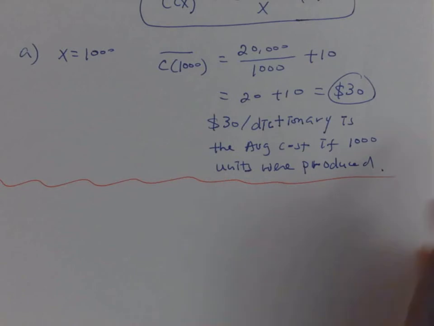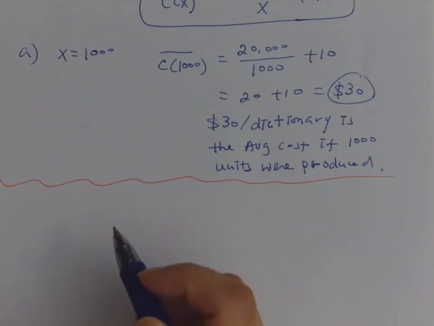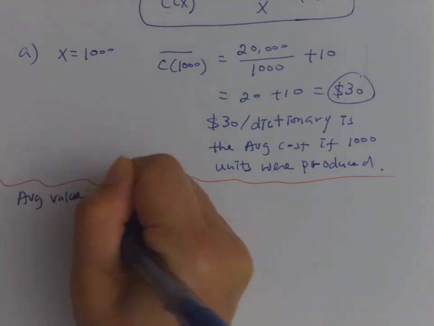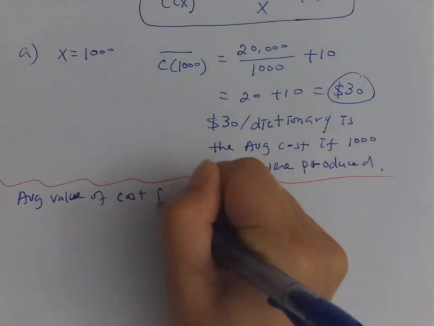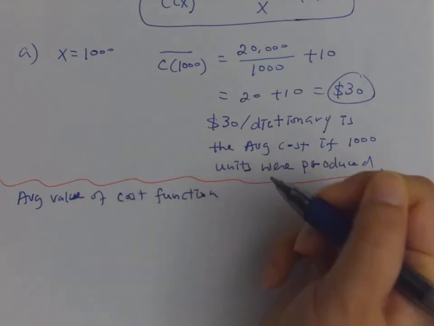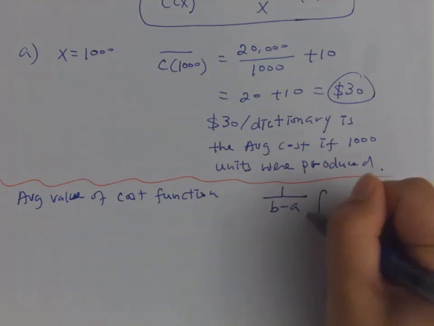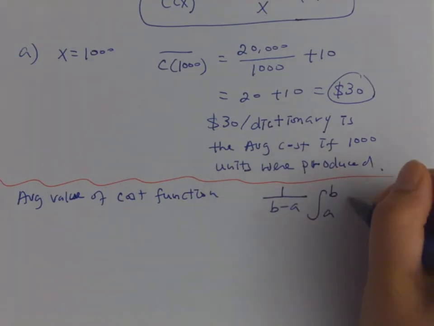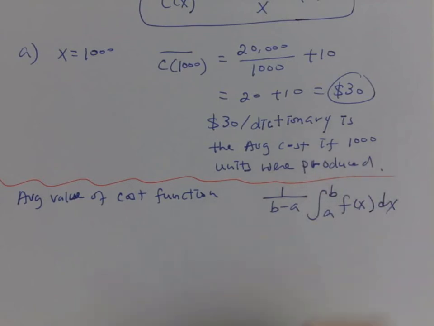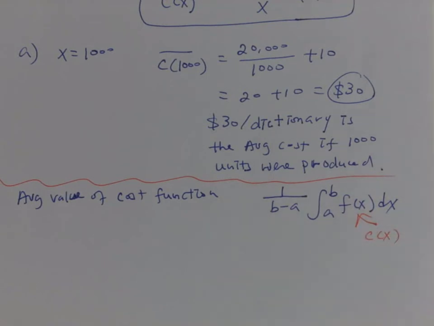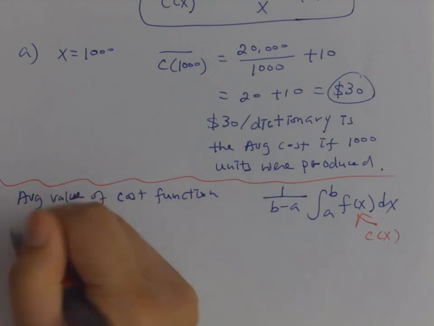So the B part, they want to find the average value of the cost function. So first of all, we have that formula, right, which is 1 over b minus a, from lower to upper, take the integral of the function, right? And they want that function to be the cost function, okay? And this is between, they want 0 to 1,000 units.